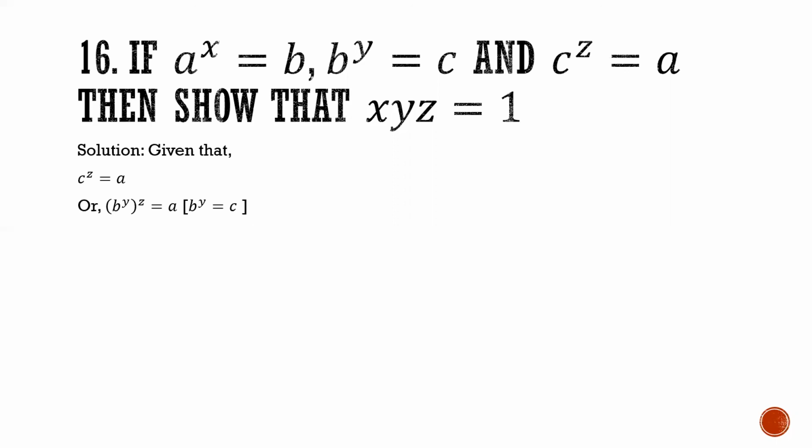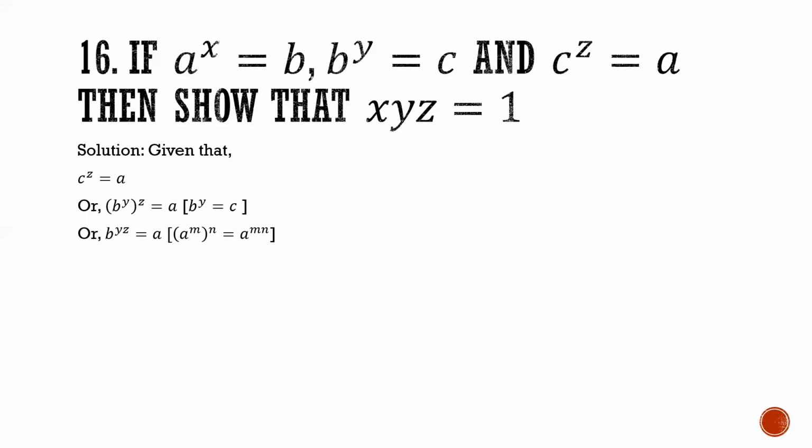So b to the power y to the power z is equal to a. Here b to the power y is equal to c. We got it from the problem. It is given. This is not any formula. Now we can see b to the power y whole power z, so we can apply the index law of powers, that a to the power m to the power n equals a to the power mn. I have given that in the side note. So applying that, we will have b to the power yz equals a.